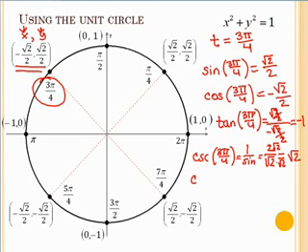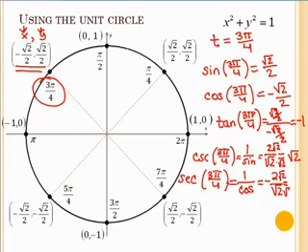Okay, then we've got secant of 3 pi over 4, and that's going to equal 1 over cosine, and our cosine up there is negative square root of 2 over 2, so this one's going to be negative 2 over the square root of 2. But again, we've got that square root of 2 in the denominator, so we multiply top and bottom by square root of 2, and we're going to get negative square root of 2.